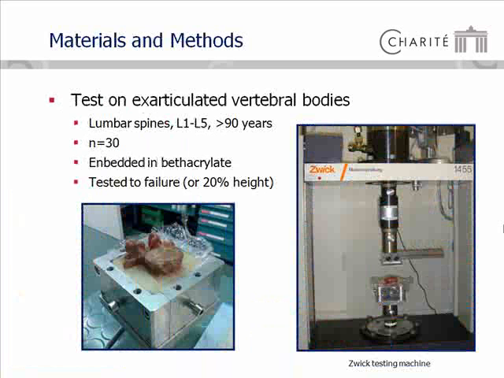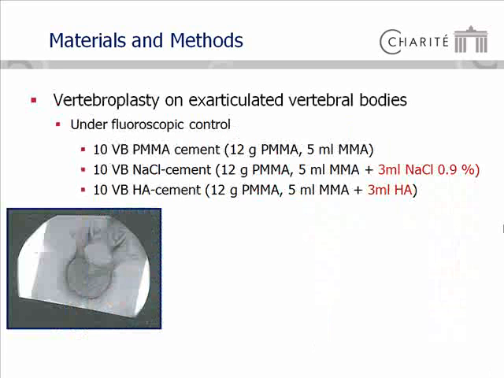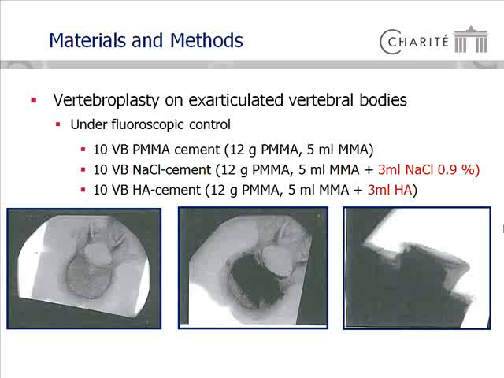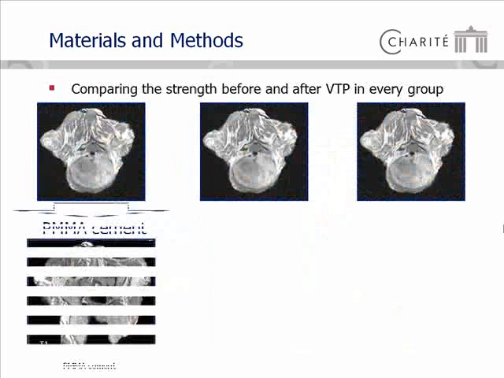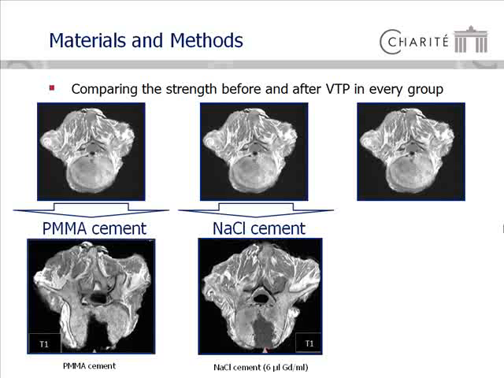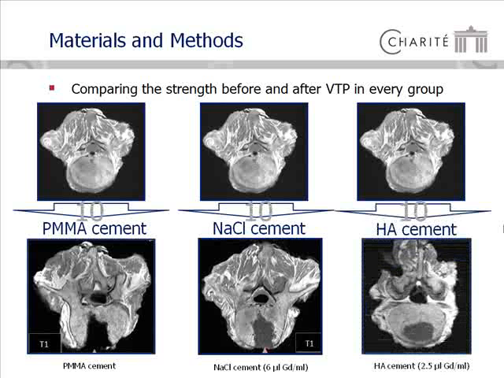What we did is we took lumbar spines of osteoporotic patients, took 30 vertebral bodies, embedded them in beta-acrylate, and tested these vertebral bodies until failure. Then we performed the vertebroplasty 10 times with the conventional cement, 10 times with the cement with saline solution, and 10 times with the cement with the HA, the hydroxyapatite pulp filler. We did this under fluoroscopic control, and then we tested the filled vertebral bodies again and compared the groups to each other.